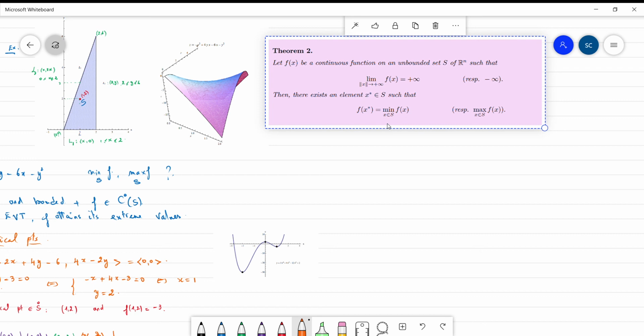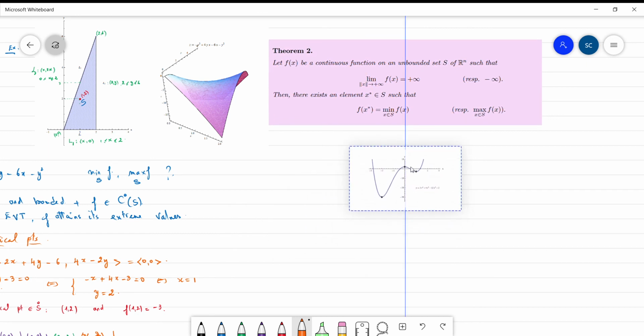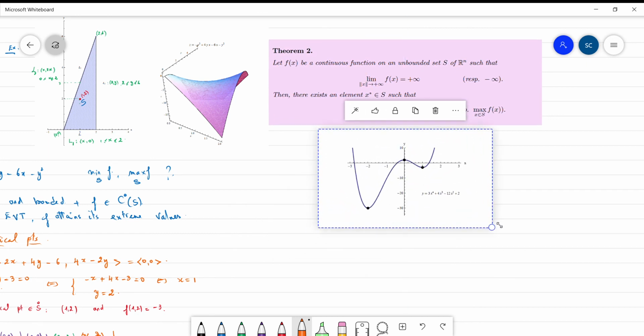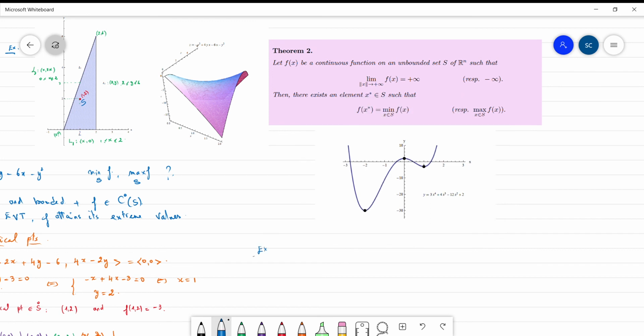Okay, so an example for that is illustrated here on this graph. So this is our example. Let's discuss this example and apply the theorem. We don't have convexity, and our domain is not bounded closed, so we cannot use the previous theorem. This is unbounded, we don't have convexity, we cannot use the argument of convexity, but still we have a global minimum.